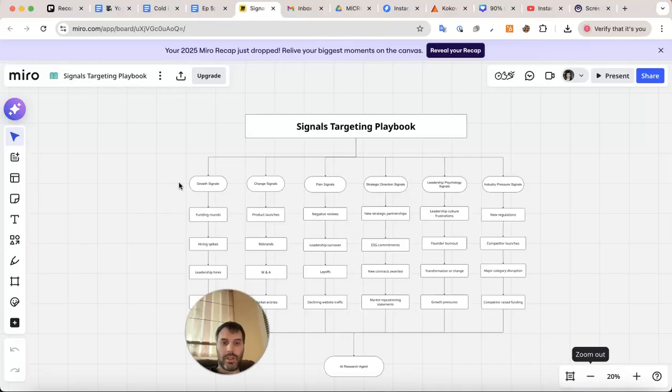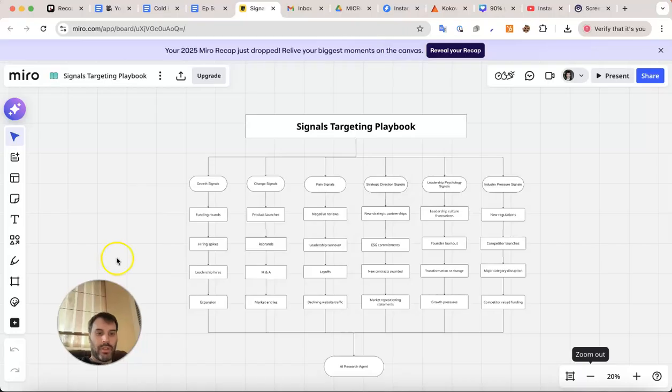Today's video is going to be walking through signals. Depending on your level of knowledge and experience with outbound, you probably know, or may not know, that timing plays a huge role in the kind of responses you get from your outbound campaigns. Now, what signals do effectively is bridge that gap. Because the fundamentals of outbound, in order to get responses, are you need the right offer at the right person at the right time.